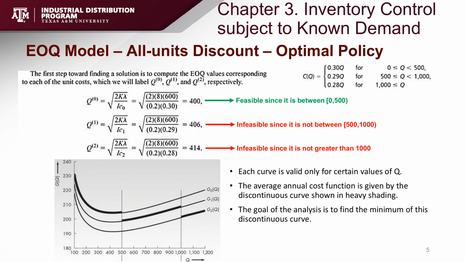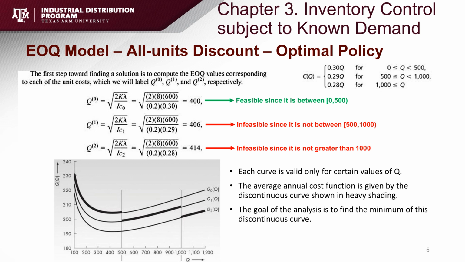Now the first step, and this is really the heart of the method, is to compute an EOQ for each price using H equals I times C at that price. Q0 at 30 cents is the square root of 2 times 8 times 600 over 0.2 times 0.30, which comes out to 400. Q1 at 29 cents gives 406, and Q2 at 28 cents gives 414. Notice they barely move because the price only shifts a penny at a time.